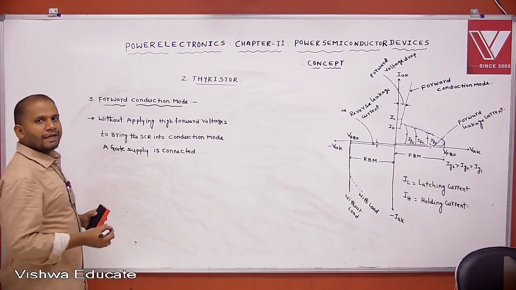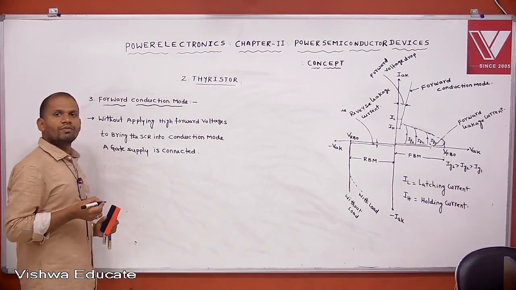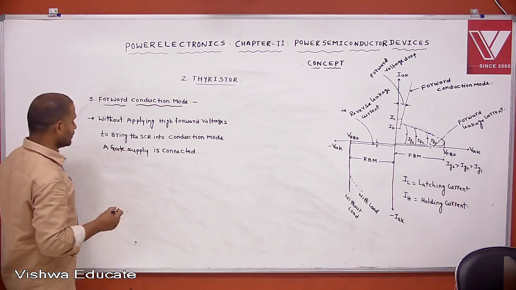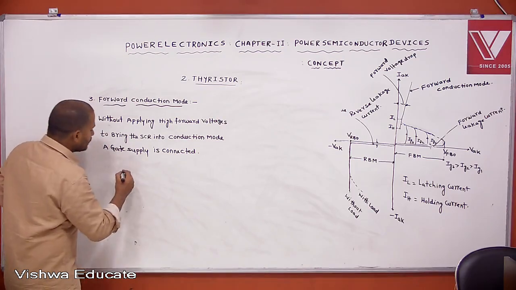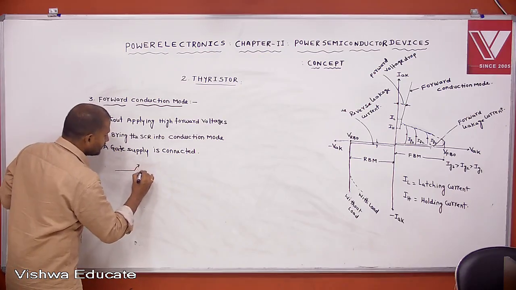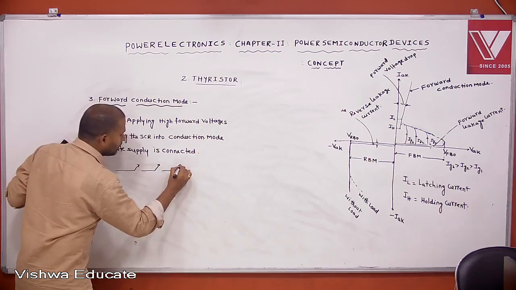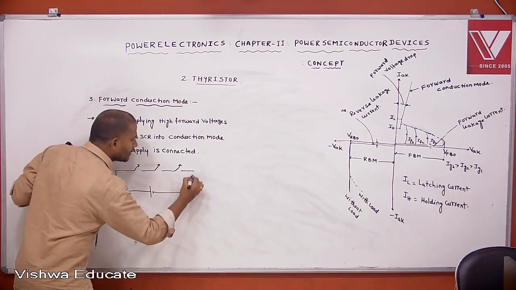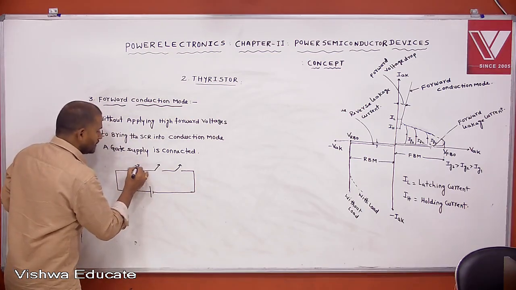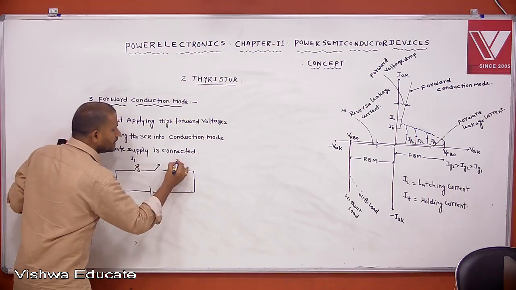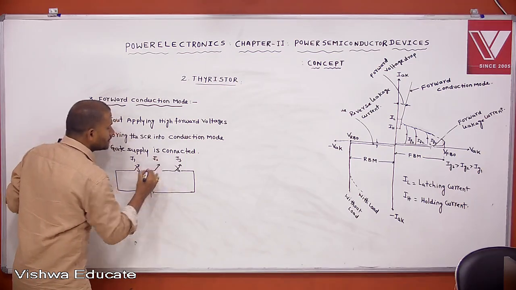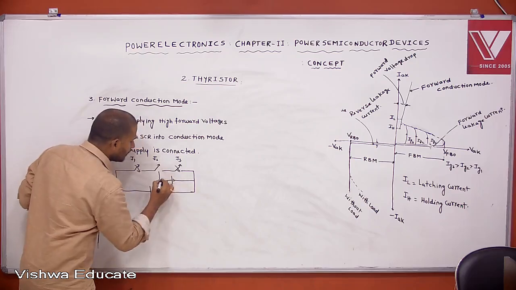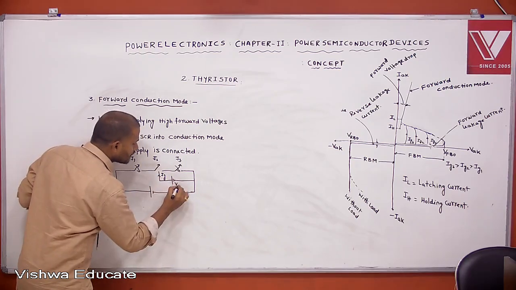Now if the gate is connected, what happens? Under forward conduction mode, if the gate supply is connected without applying high forward voltages, how can we bring the SCR into conduction? This concept can easily be understood using the switch concept. The SCR is already under forward blocking mode. J1 is closed, J3 is closed, J2 is open. Here we are connecting the gate supply.